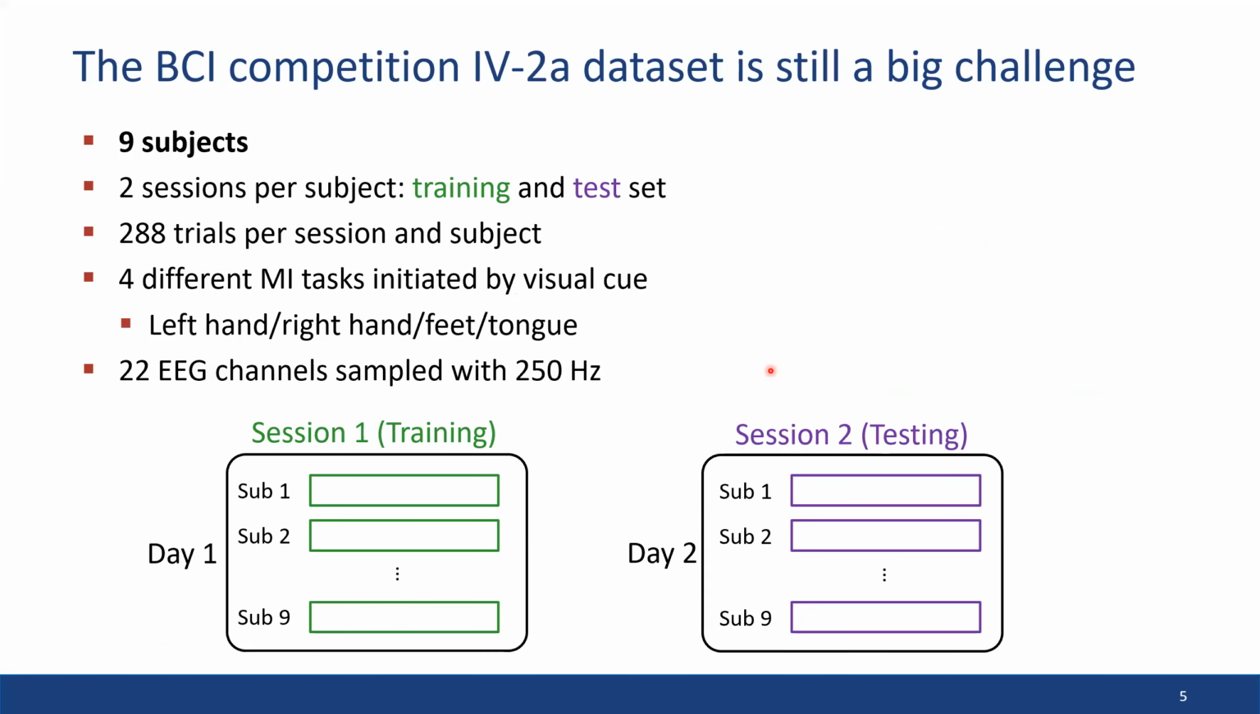So let's have just a quick look at what data we are working with. We're working with the BCI competition 4-A dataset. This one is publicly available. This dataset has 9 subjects, and every subject participated in 2 sessions. One session is the training set on the first day, and then we have a second session, which is the test set, which was recorded on the second day.